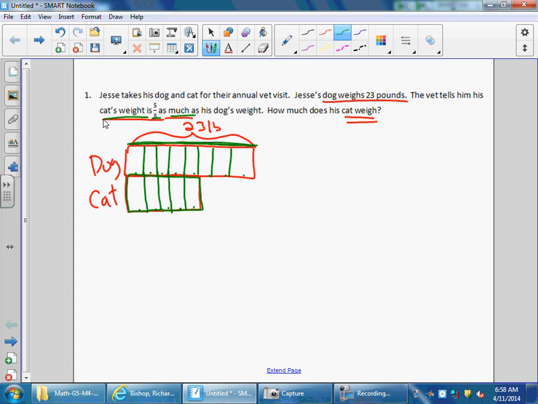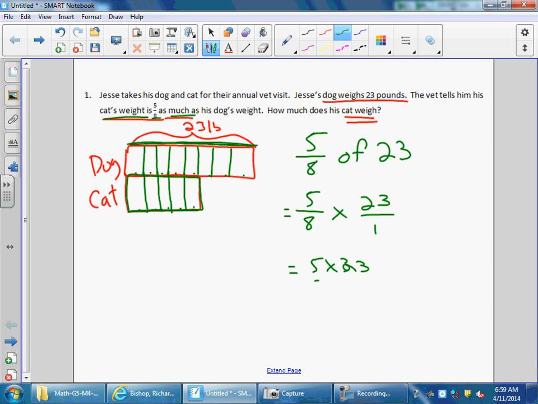A second way I could do this is I can think of an expression, and the expression I'm thinking of is that the cat weighs 5/8 the amount of the dog. 5/8 of 23. Which is 5 times 23 over 8. 5 times 23 is 115.